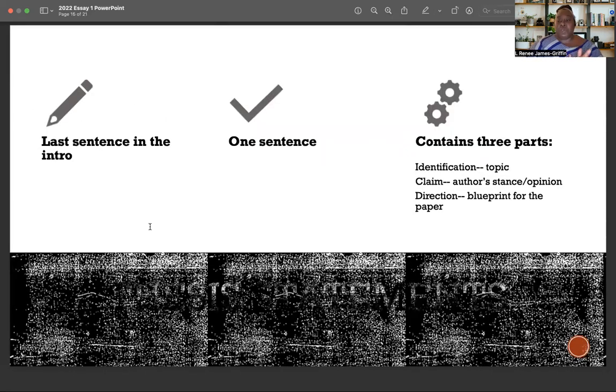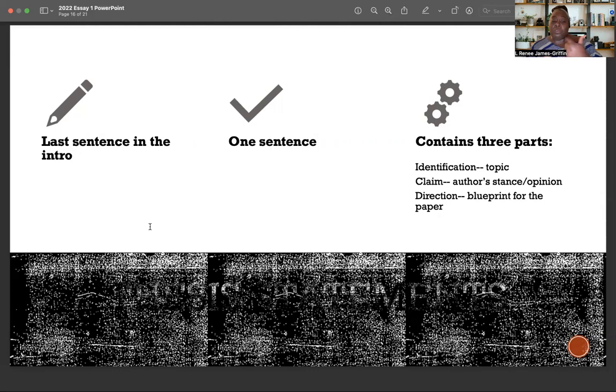Now, let's move on to the thesis statement. How do you write a quality thesis statement, and what are the requirements? Okay, so there's 3 main requirements for this thesis statement. I'm going to talk about the first 2. So 1, your thesis statement must be the last sentence in the intro. 2, it has to be 1 sentence.